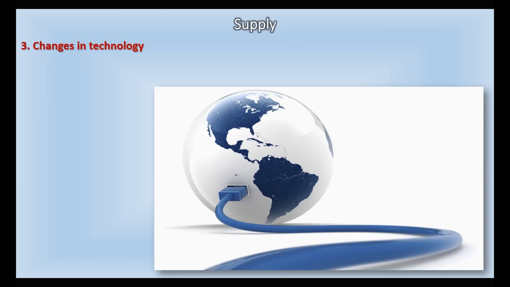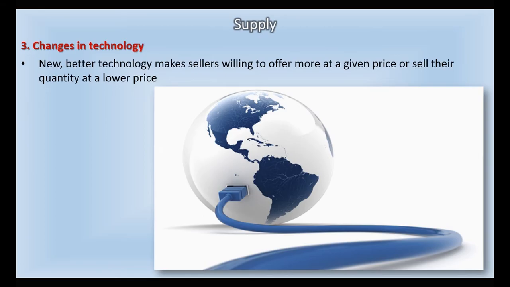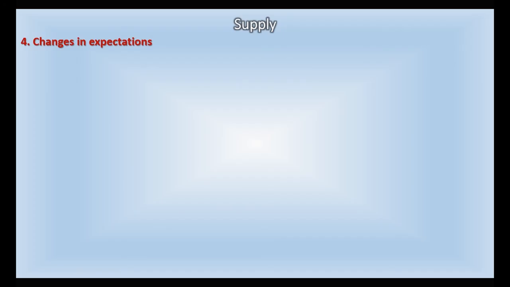All right, another of the main shifters of supply is changes in technology. Like I mentioned in a couple of classes already, we've had big industrial revolutions over the last two centuries, starting with the invention of automation via steam power, and then electrical power, the internal combustion engine, the steam engine that came before it, the invention of steel. These things helped us to produce more per unit of time. And so when that happens, your costs go down. Thus, when technology increases, that tends to increase supply because it tends to lower costs. So new, better technologies make sellers willing to offer more at any given price or sell their quantity at a lower price. A technological innovation lowers costs and increases supply.